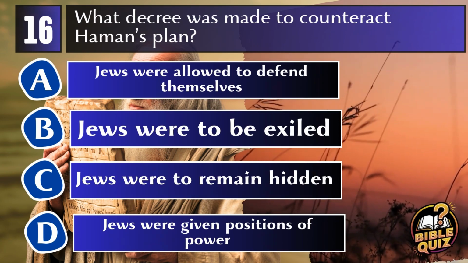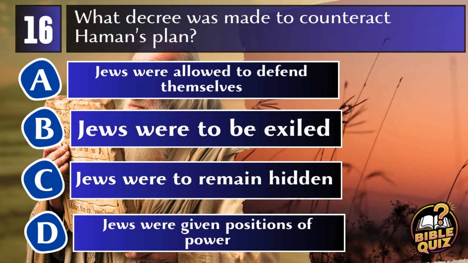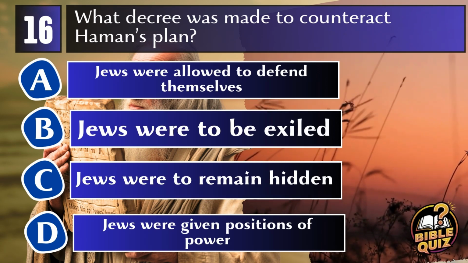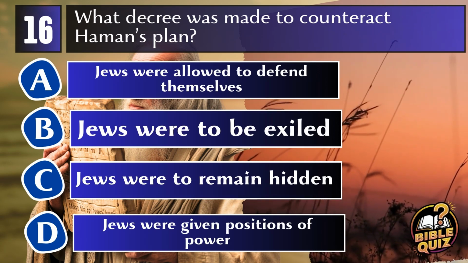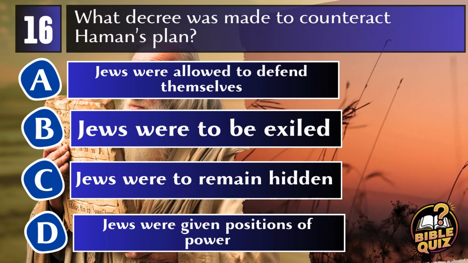A. The Jews were allowed to defend themselves. B. Jews were to be exiled. C. Jews were to remain hidden. D. Jews were given positions of power.